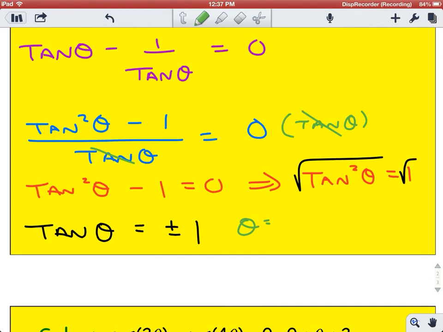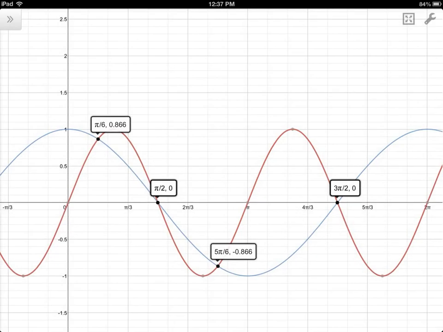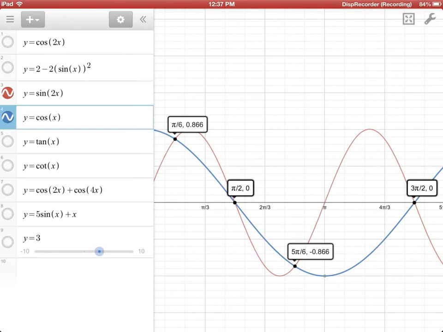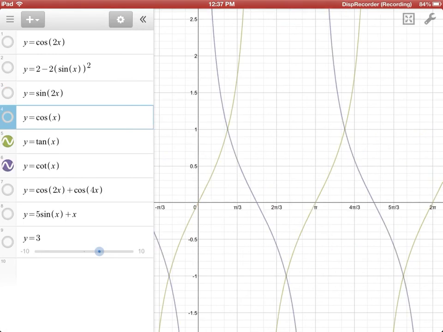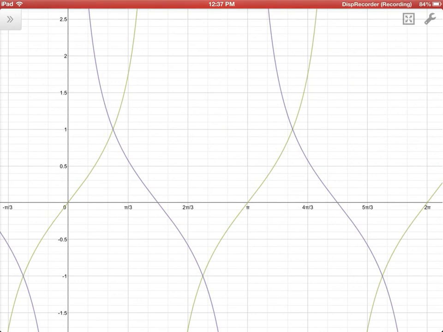So pi over 4 is the first answer. That's where tan is 1. And then it's, like I said, all of them. So it's 3 pi over 4, 5 pi over 4, and 7 pi over 4. Those are those 4 answers. And again, if we want to take a look at that using technology, let's take a look at where tan equals cotan, in between 0 and pi over 2. So we can see we get an intersection there. There's the pi over 4, there's 3 pi over 4, 5 pi over 4, and 7 pi over 4.